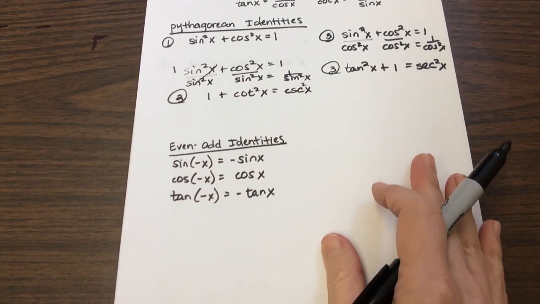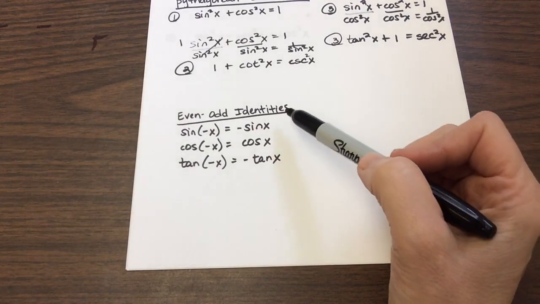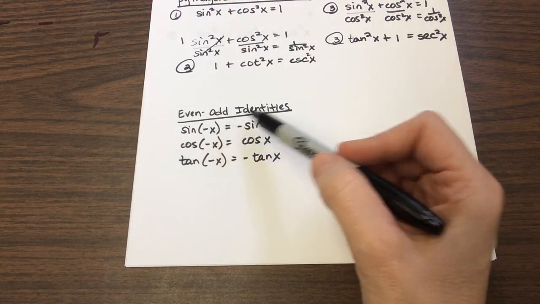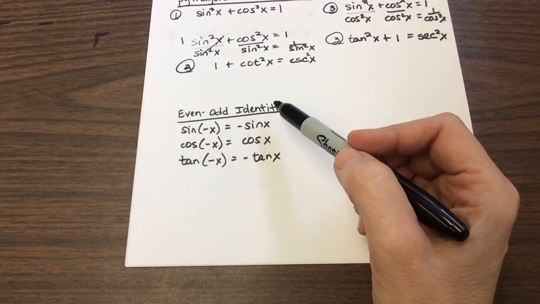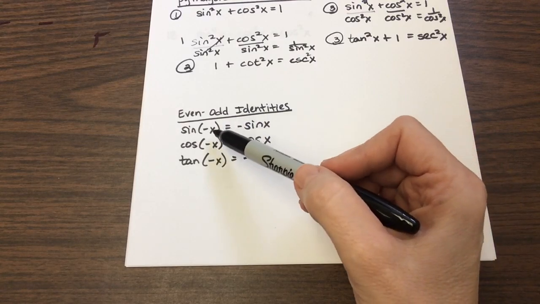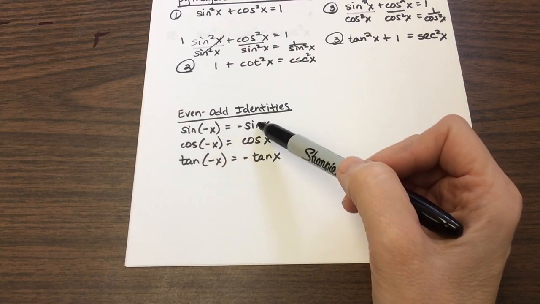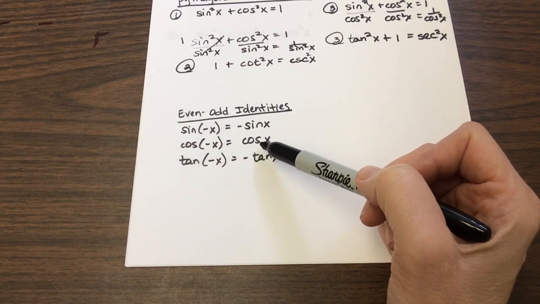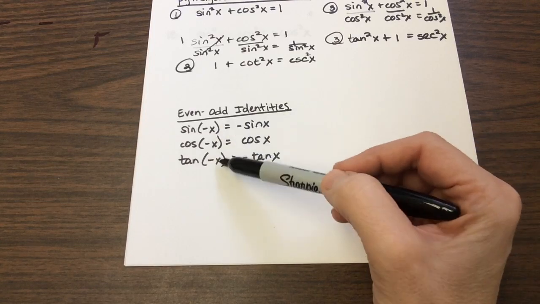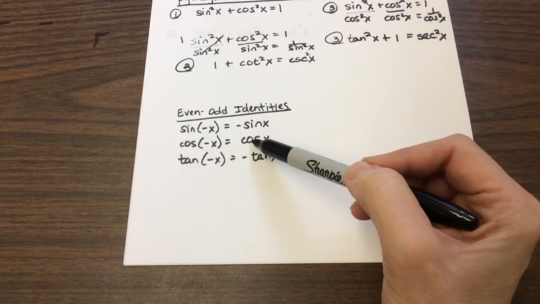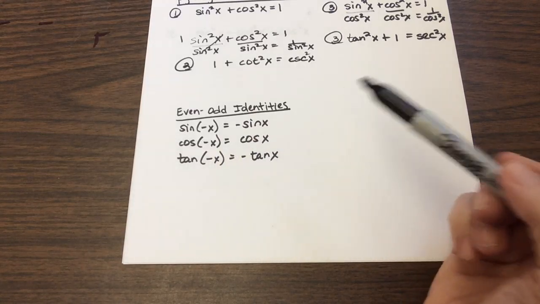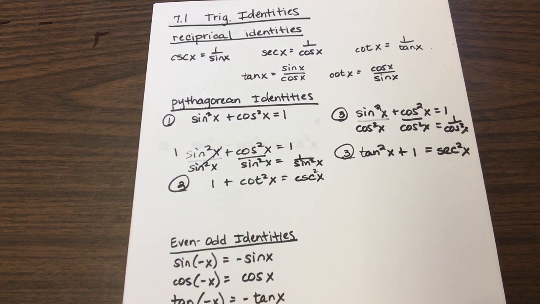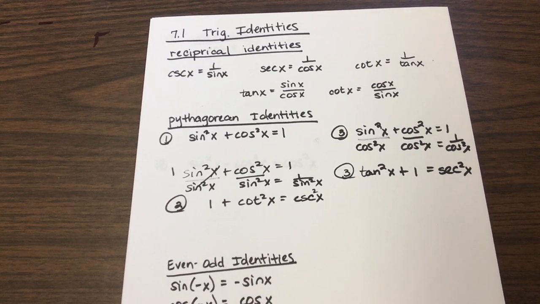Okay, and then even and odd identities, they'll come in handy here and there. So just know that, I don't know if you remember how to determine whether a function is even or odd, but when you plug in a negative x and get the opposite out, it's odd. And when you plug in a negative x and get the original function out, it's even. So in this case, sine and tangent are odd functions, and cosine is an even function. Okay, so all these are just going to be helpful in order to do what we've got to do with chapter 7.